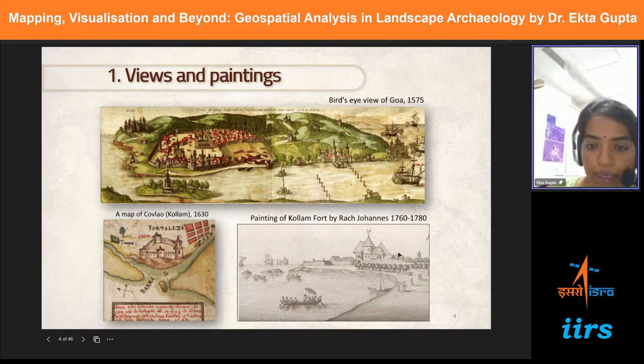So here is another painting of Koldam Fort, and today we see only this turret is left, and this bastion is gone. But these paintings, if we integrate them with maps and other records, help us in reconstructing the past buildings and landscapes.